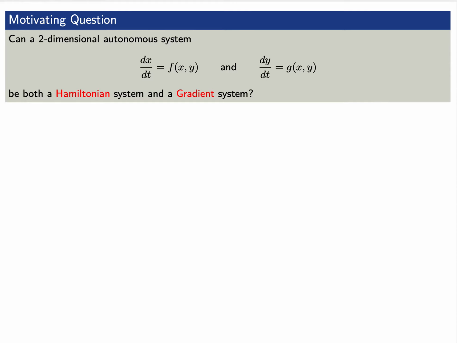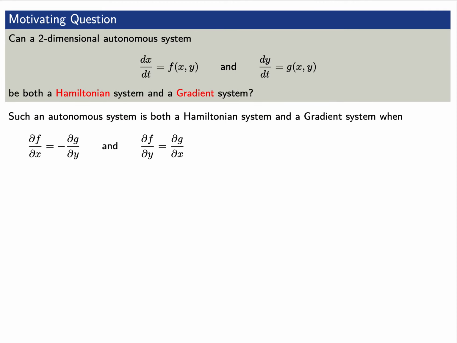Let's end today with the final motivating question. Can a two-dimensional autonomous system be both a Hamiltonian system and a gradient system? Well, such an autonomous system must satisfy the following two equations. The partial of f with respect to x equals negative partial of g with respect to y. This is what it means to be Hamiltonian. And the partial of f with respect to y equals the partial of g with respect to x. This is what it means to be a gradient system.